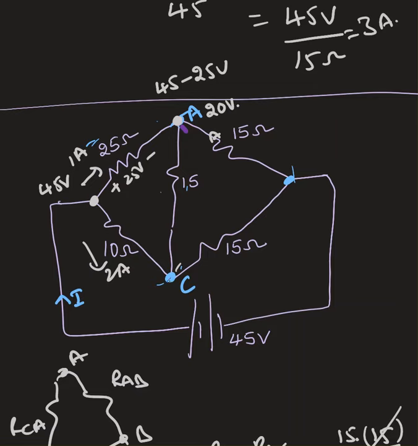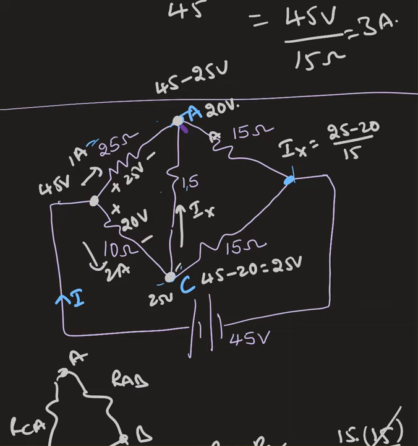Now here, what is the voltage? The voltage drop here must be 10 times 2, which is 20 volt. So 45 minus 20, so here we have 25 volt. So the voltage at this point is 25 volt and the voltage here is 20 volt. So definitely, current always flows from higher potential to lower potential. So Ix equals 25 minus 20 over 15. So 5 over 15, that's 1 over 3 ampere, which is 0.33 ampere.